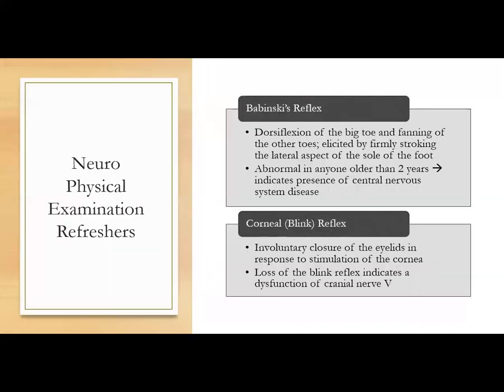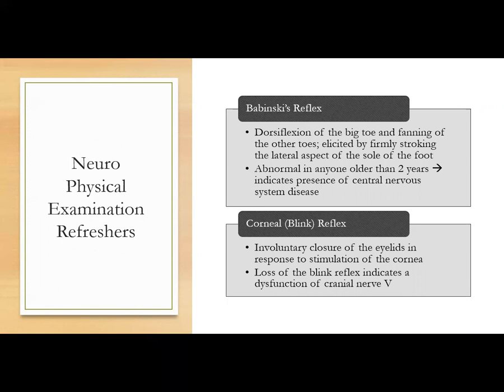Some more refreshers I just want to talk about are things like your Babinski's reflex. This is the dorsal flexion of the big toe and flattening of other toes, elicited by firmly stroking the lateral aspect of the sole of the feet. So this is an abnormal finding in anyone older than the age of 2, and it indicates the presence of central nervous system disease. So it's okay for your pediatrics 2 and under. It's abnormal in anybody older than 2.